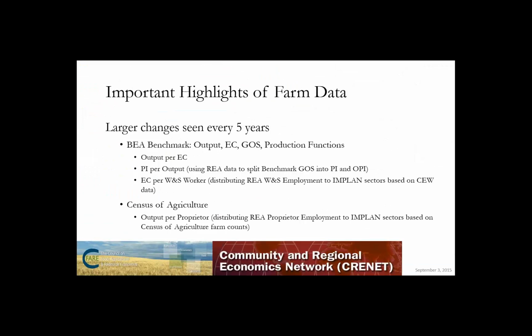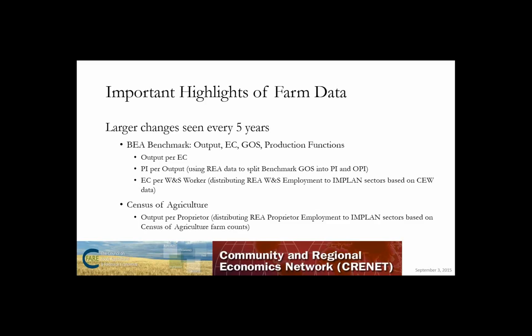So a few things we just wanted to highlight about the farm data. It's some of the hardest data, or the most difficult data for us to estimate. I'll get into some of that next. After this slide, I'll talk specifically about some of the challenges with it.